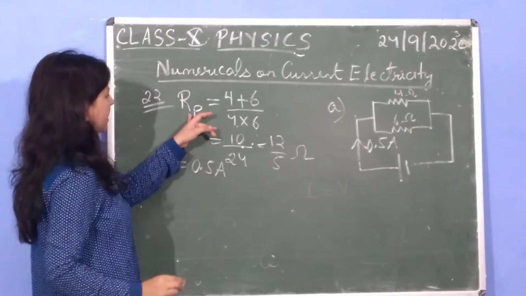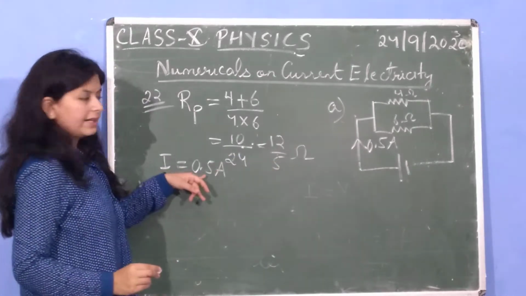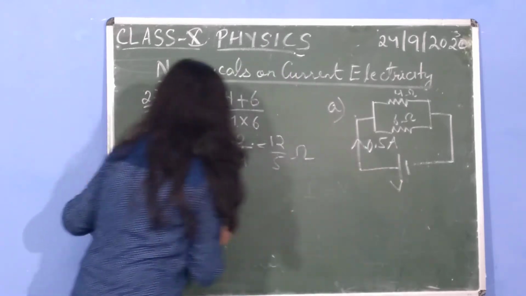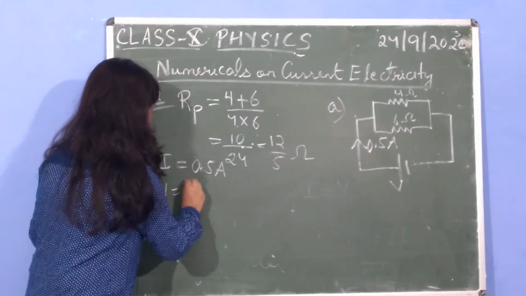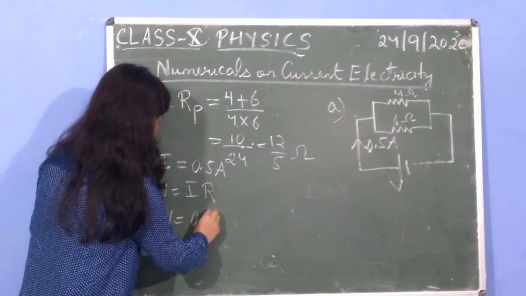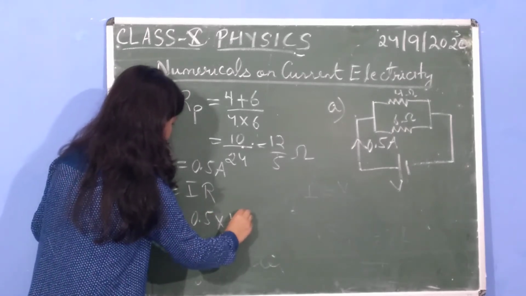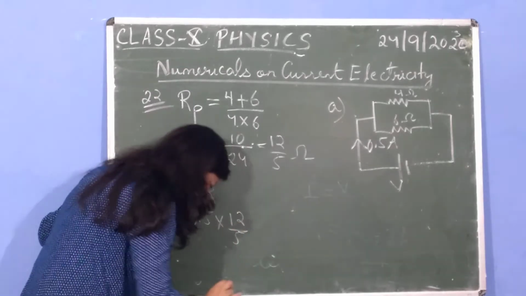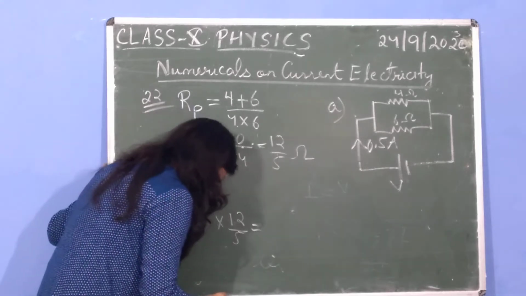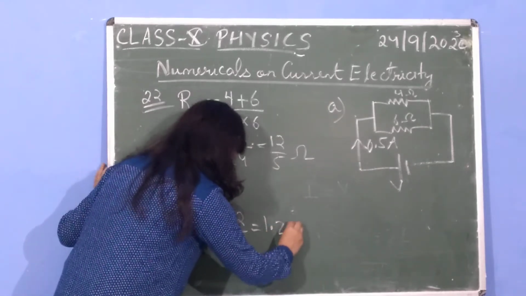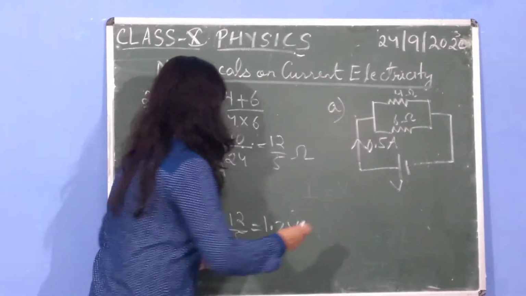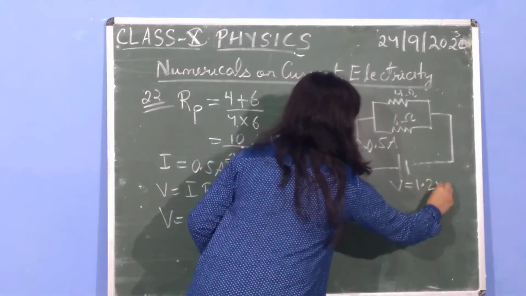With the help of this parallel value and this current value, we can find out the voltage supply, that is the value of V here. Using the formula, V is equal to IR. So V is equal to I is 0.5 and R is 12 by 5. On solving, you will get 1.2 volt. So EMF of the cell, that is from the supply, the value of V is 1.2 volt.